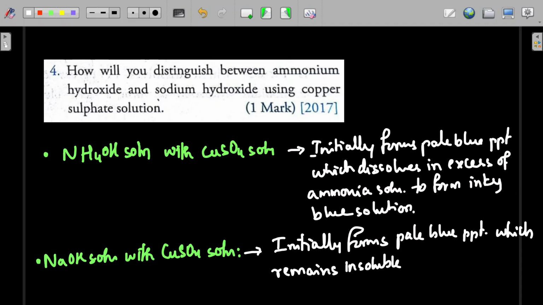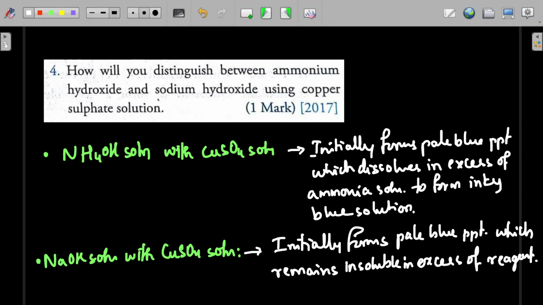This is how you have to write the distinguish between questions. Remains insoluble in excess of reagent. Reagent is nothing but NaOH. Okay. This is how you have to write. Even if it is for 1 mark, you have to write completely. You have to write both. Then only you will distinguish between them.